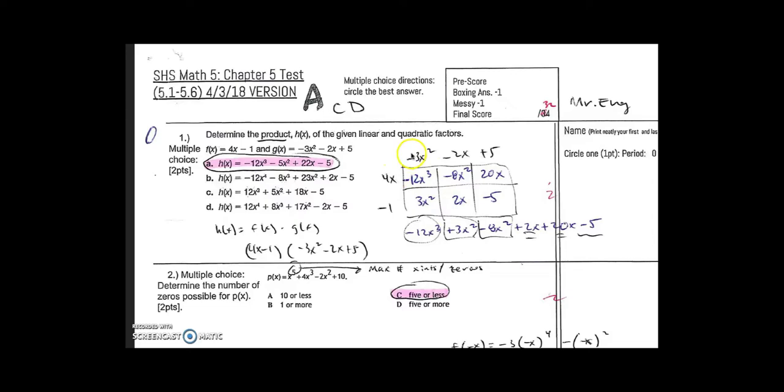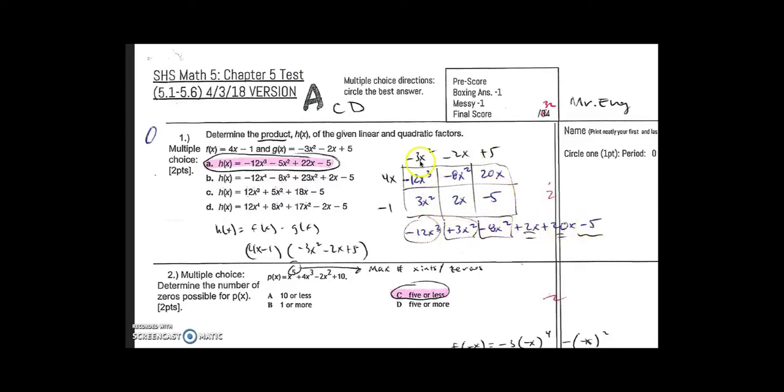So 4x times negative 3x squared is negative 12x to the third. You multiply the constants, the numbers in front, and then the exponents you actually add. So 1 plus 2 is 3. 4x times negative 2x is negative 8x squared. 4x times 5 is 20x. Negative 1 times negative 3x squared is positive 3x squared. Negative 1 times negative 2x is positive 2x, negative 1 times 5 is negative 5. I put them all out here.